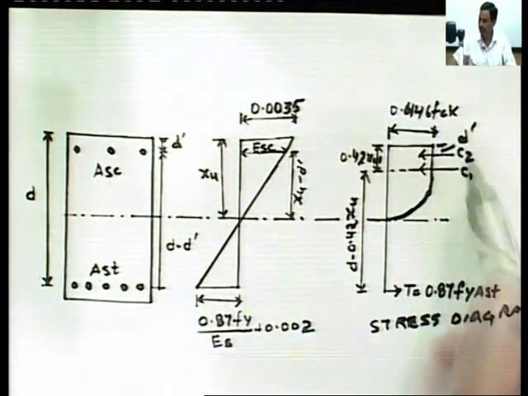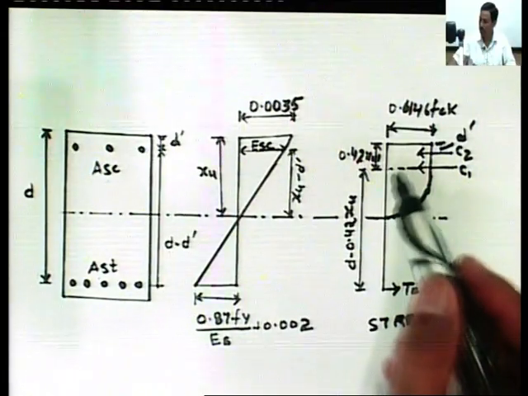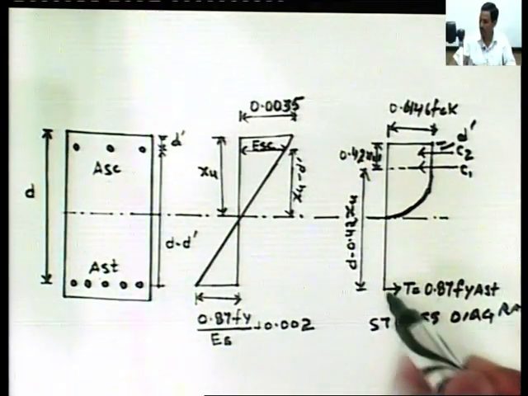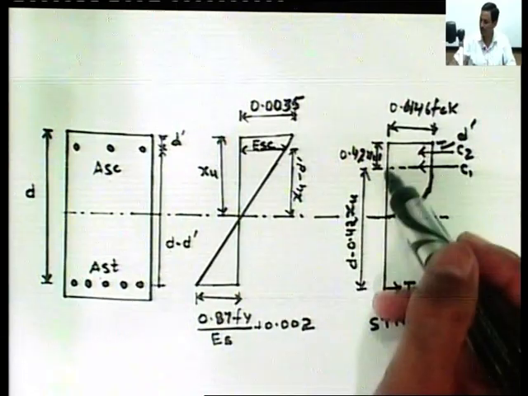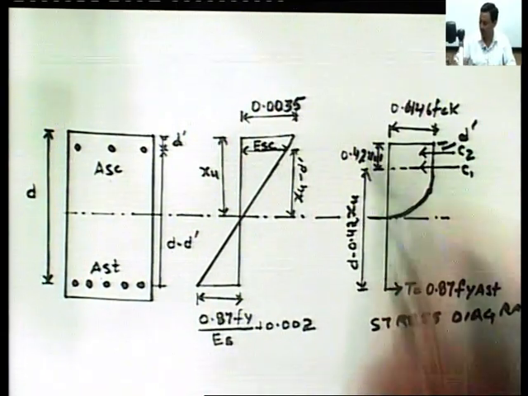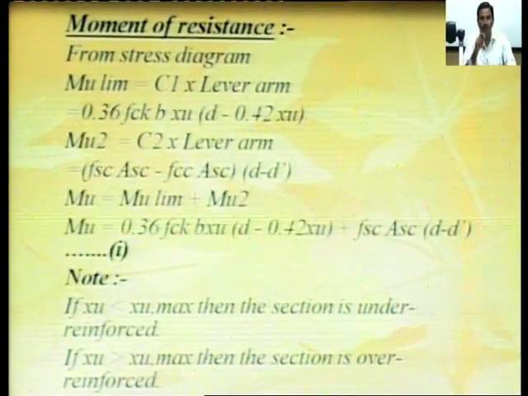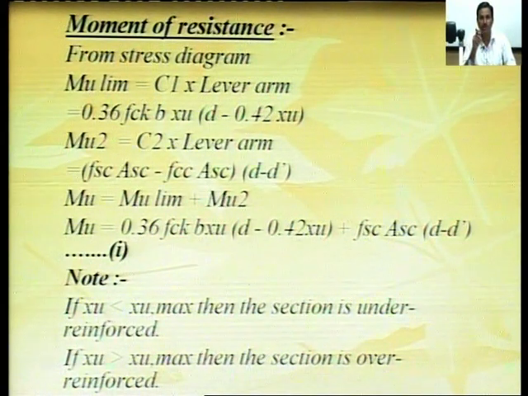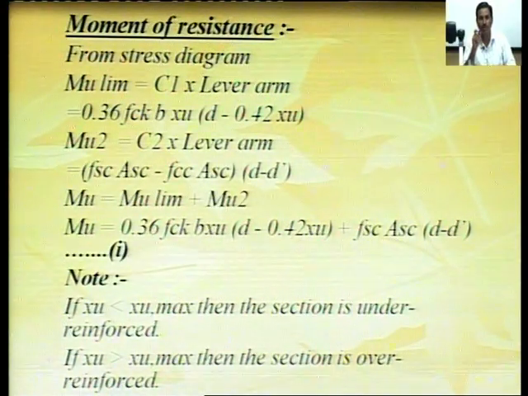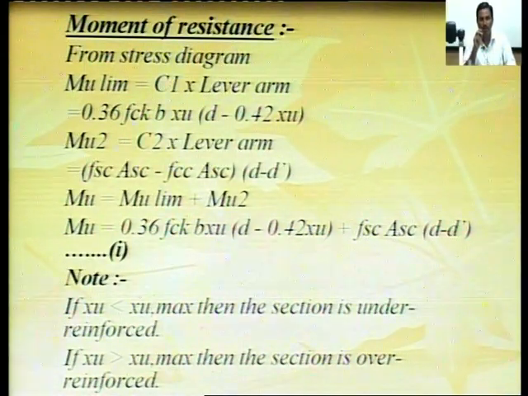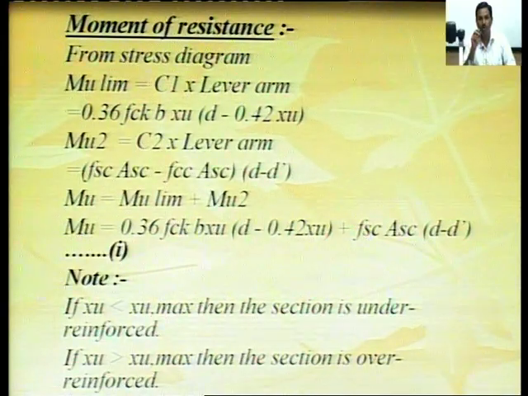This is C1, and the lever arm for this C1 is equal to D minus 0.42 XU. So, lever arm for C1 is equal to D minus 0.42 XU. Multiplying these two, we get the limiting value of moment of resistance. Mu2 is the moment of resistance developed by the compression steel.